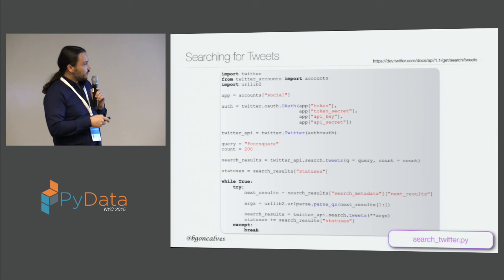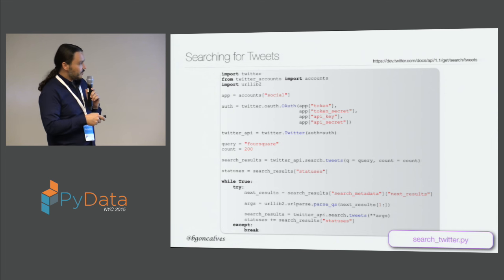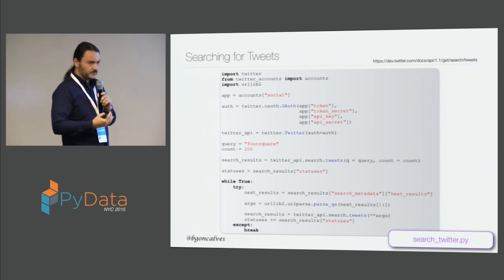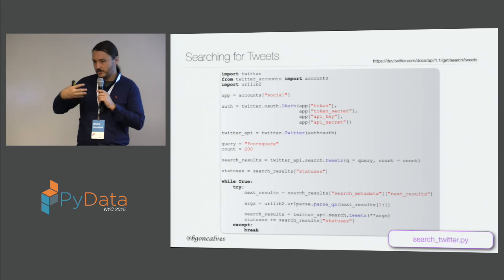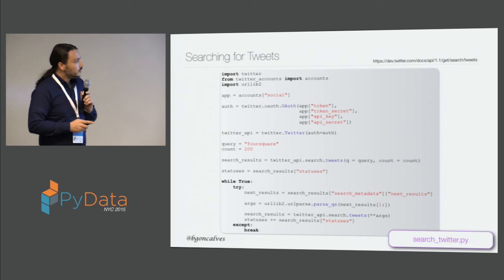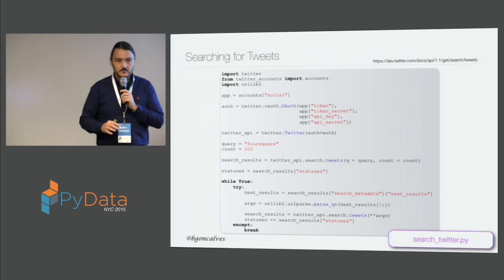In this case, we're searching for tweets that mention Foursquare for some reason, and we're looking to get at most 200, which is the maximum that you can get. By default, I believe it's 25, so you want to get 200 to get as many results as possible. Does this make sense so far?